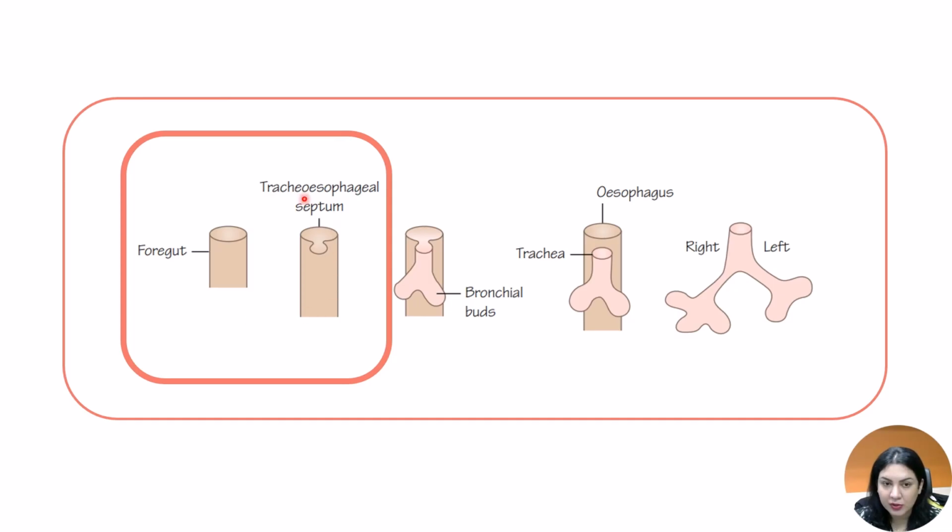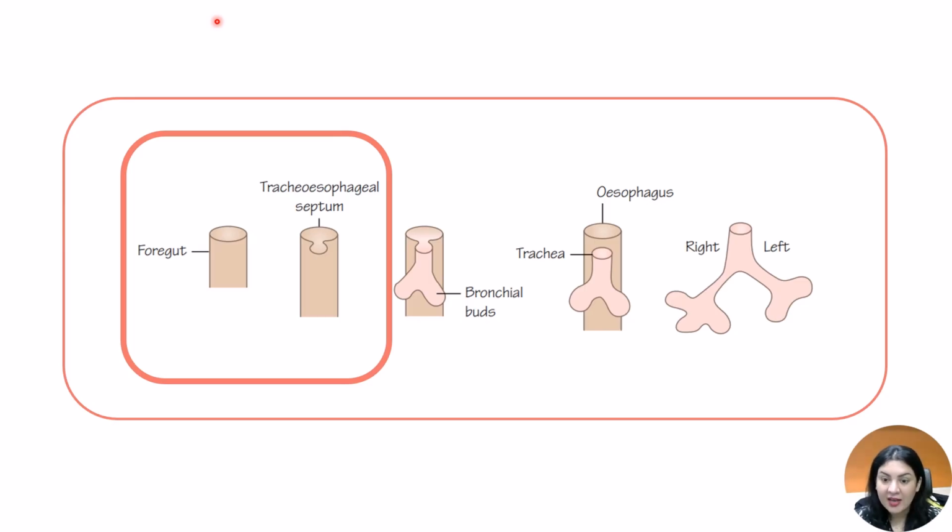This is essentially what you're looking at. So around 4 weeks of development, the respiratory diverticulum starts to undergo a series of divisions or transformations to start to give rise to its various components within the respiratory system. So of course this would include things like the bronchi, the lobar bronchi, the tertiary bronchi, the bronchioles, and ultimately the alveoli. So all of this is starting to happen around week 4.